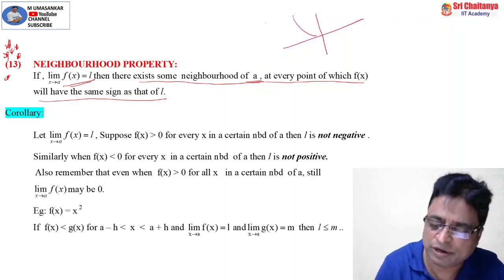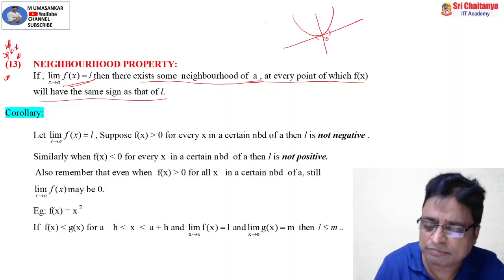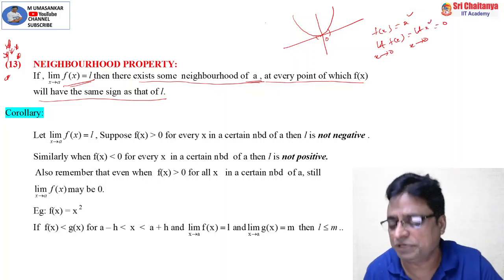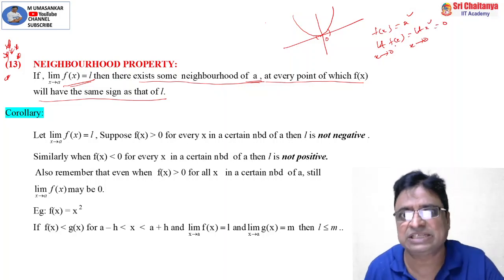This is y equal to x square. This is my origin. You take some neighborhood and the limit of this function, if this is my function f of x is equal to x square, then limit x tends to 0, f of x is equal to limit x tends to 0, x square, which is equal to 0. No problem, no issue at all. Here my a is 0.